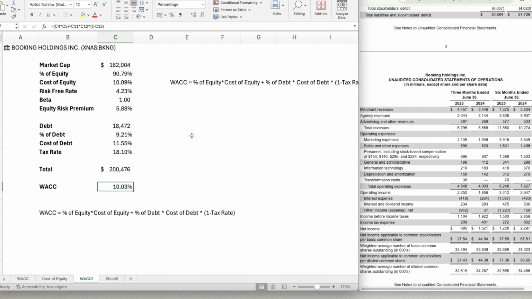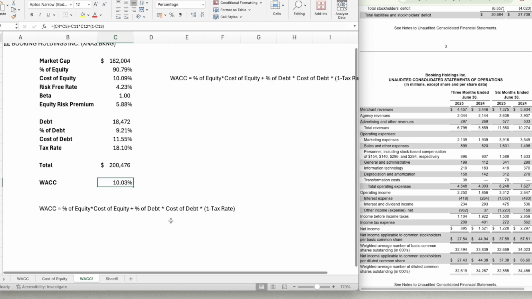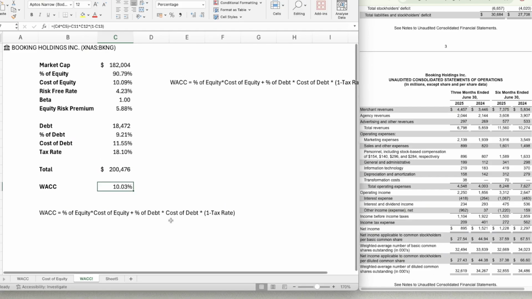And in the next video, we'll actually build the DCF model for Booking. I just wanted to show the breakdown of how to do a WACC and cost of equity.